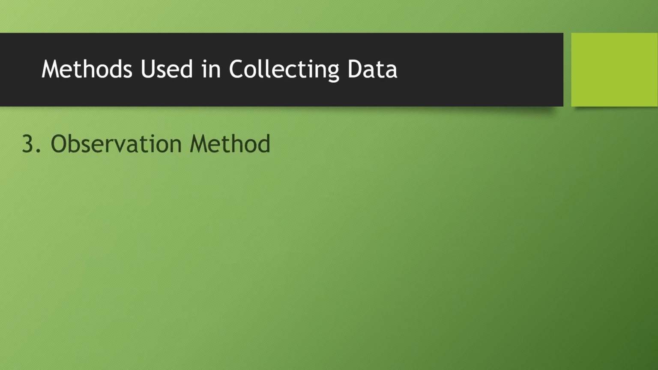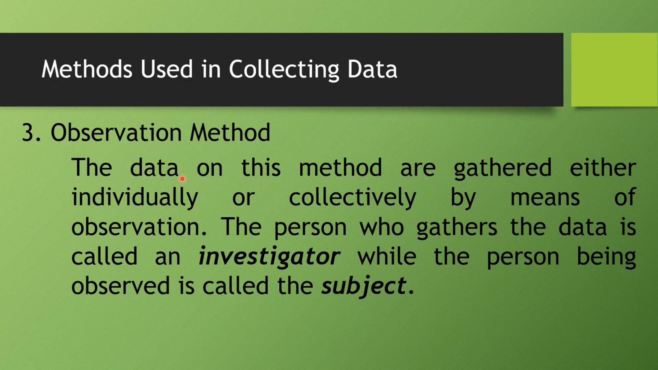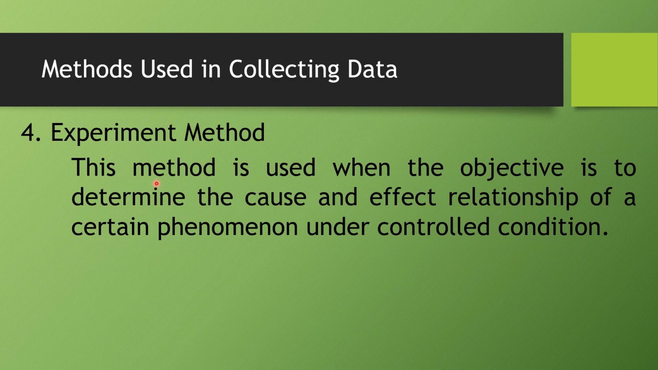Now let's proceed to the observation method. The data on this method are gathered either individually or collectively by means of observation. The person who gathers the data is called an investigator, while the person being observed is called the subject. And the last one, we have here the experiment method. This method is used when the objective is to determine the cause and effect relationship of a certain phenomenon under controlled condition. After gathering the data, we need to organize them.